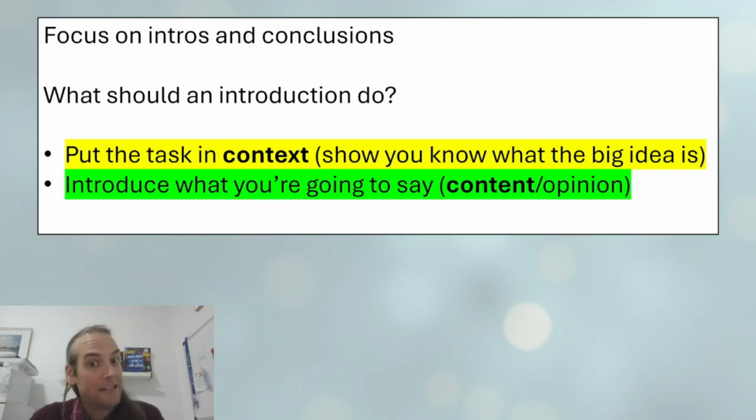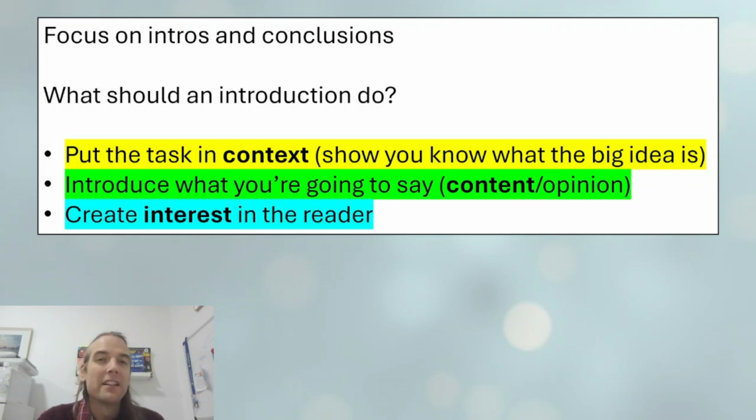Point two, introduce what you're going to say. This is the typical thing that we always see. This essay will discuss point one, point two, and maybe point three, depending on B2 or C1. But you should do this briefly. Make it clear for me what you're going to talk about, because it makes it easier for me to understand and read as the examiner when I'm marking it. So those are the two important things.